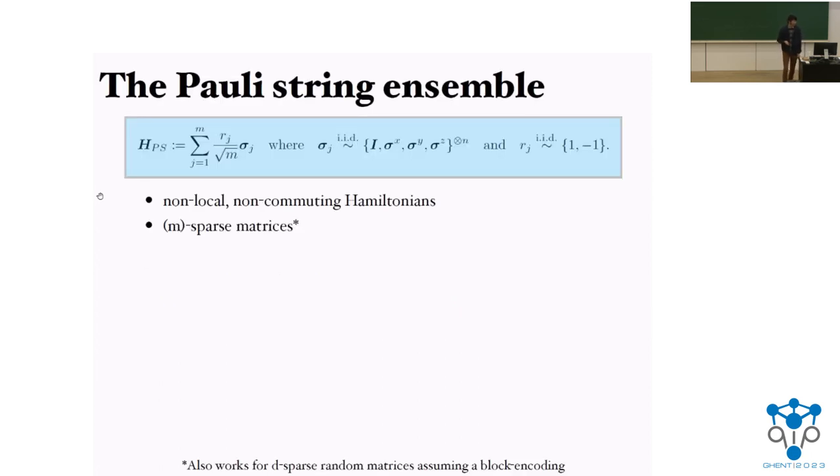And here is the Pauli string ensemble. It is a family of random Hamiltonians. It has randomness. It's constructed randomly by picking an independent sum of random Pauli strings with random signs. These strings are chosen uniformly from all possible Pauli strings, and the signs are uniform random. You take m of them, sum them up, and normalize by root m.